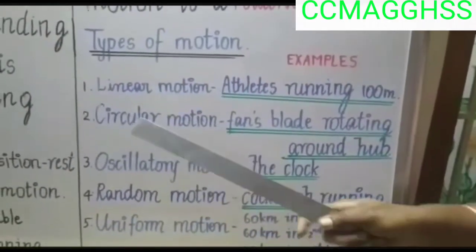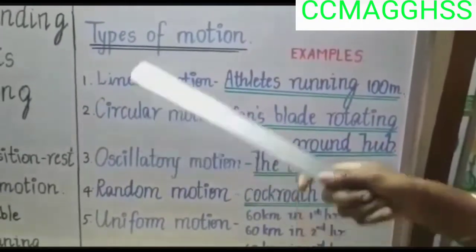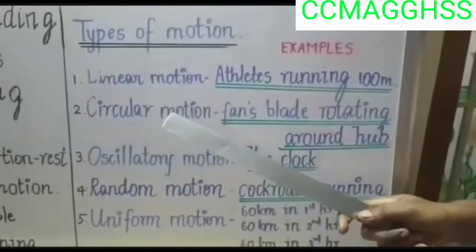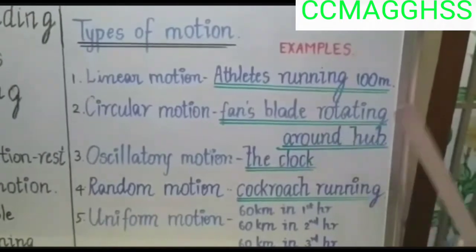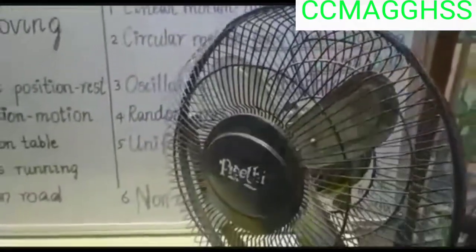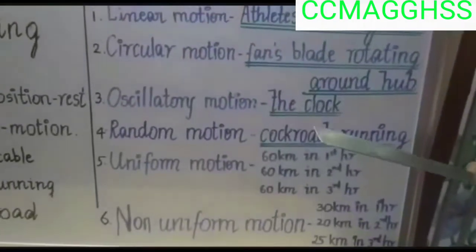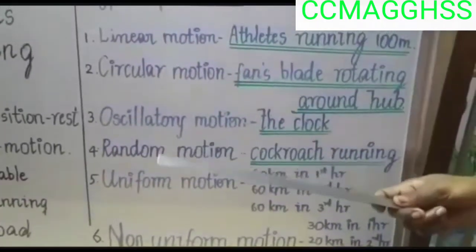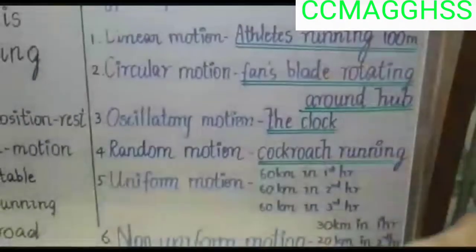Circular motion. Circular motion is a motion in which the object moves in a circular path. For this, we can take an example such as the fan's blade rotating around a hub. I am taking a fan, and the wings of the fan, when it is on, move in a circular motion. Another example can be a stone which is tied to a rope. When you swing it, it moves in a circular path.